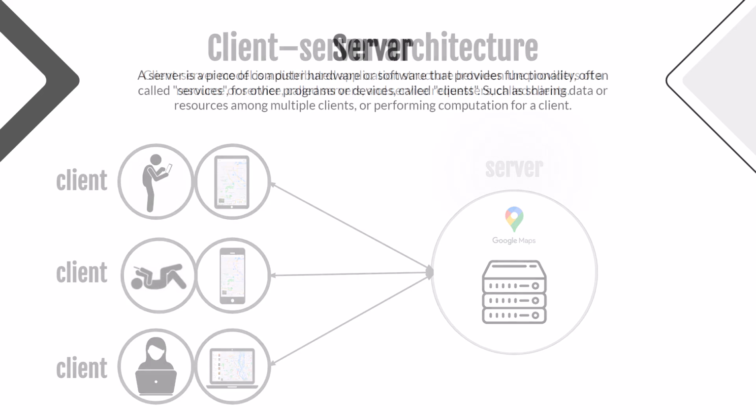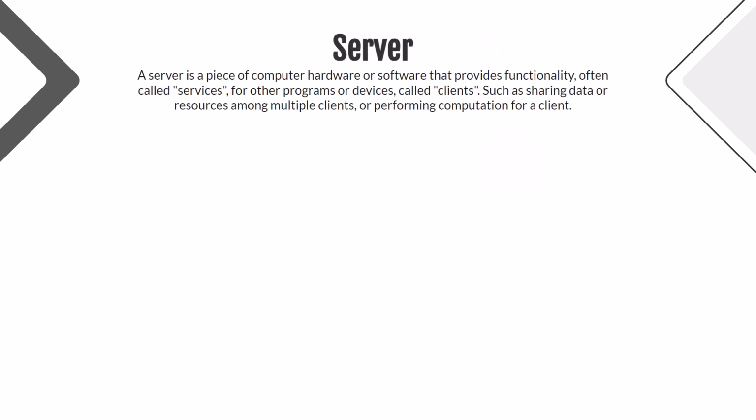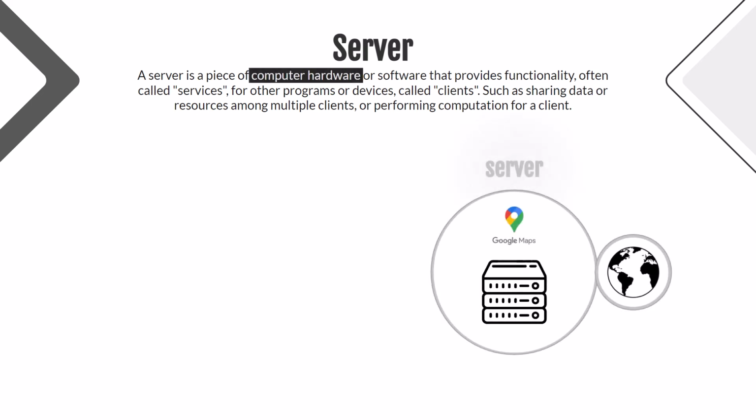And again, I like to start with definitions. A server is a piece of computer hardware or software that provides functionality for other programs or devices called clients. First of all, the server is computer hardware. Every page and every app on the internet is stored somewhere on a remote server. A remote server is not so mystical after all. It's just a part of a remotely located computer.